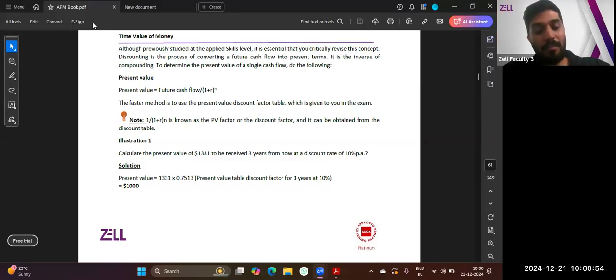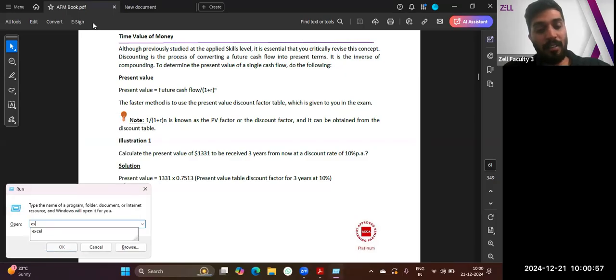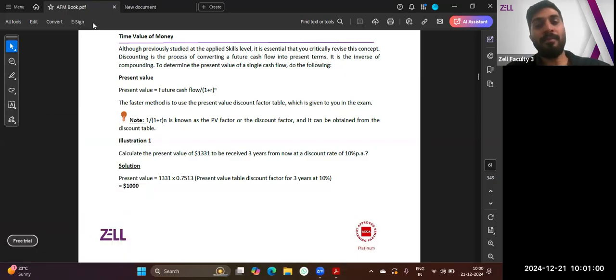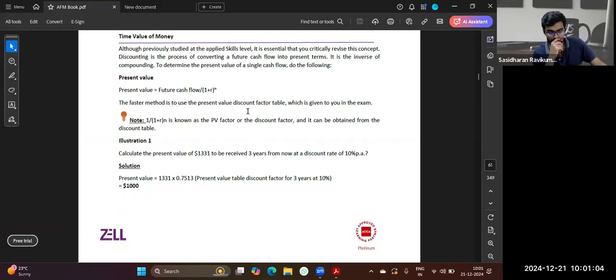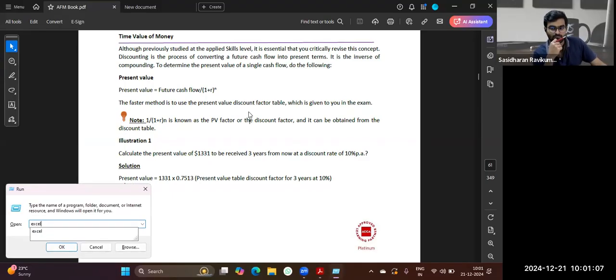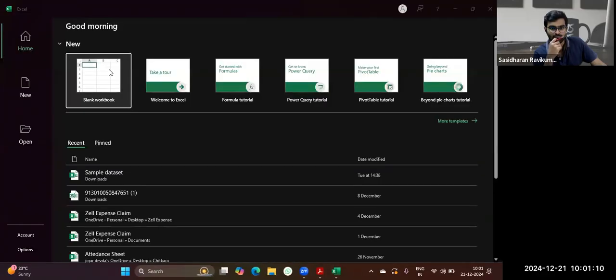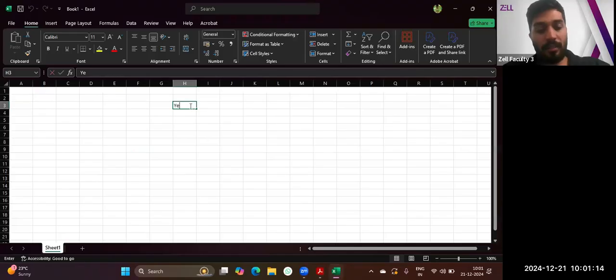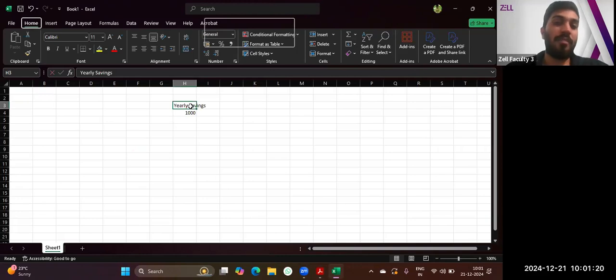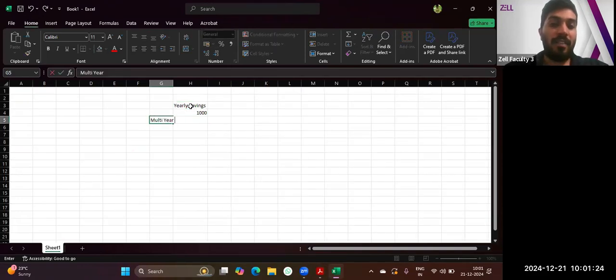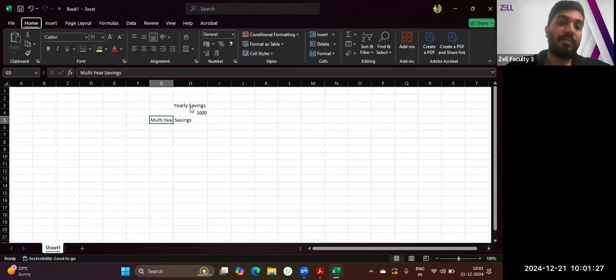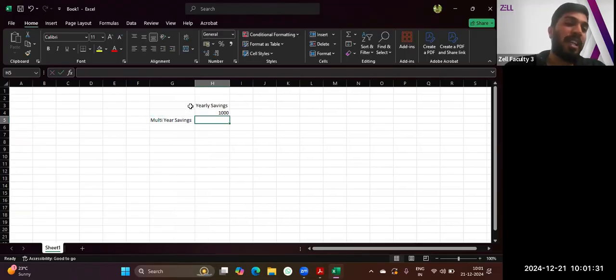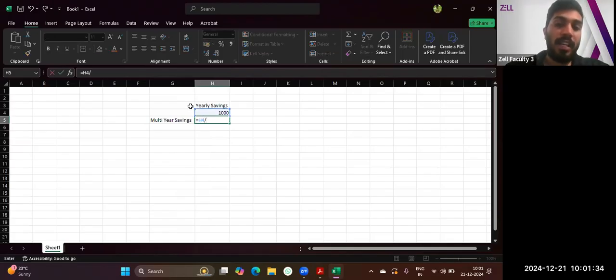I'll tell the company something simple. Let me open an Excel. Understand that? Yearly savings is 1,000. And for multi-year savings, if something is for a limited period of time, the calculation would be different; I'll show you. But here I divided this by the discount factor. You know what a discount factor is? Discount factor is nothing but the cost of capital.